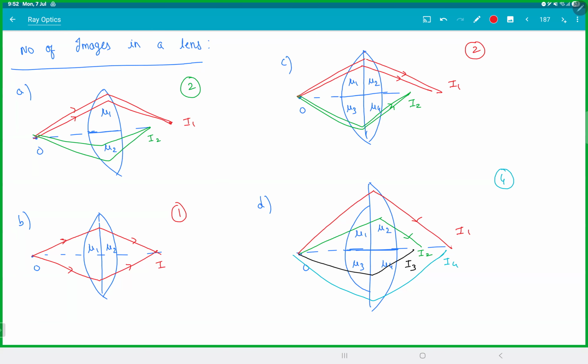In the third case, because they're of equal radius, there was no chance; every light ray that goes through mu1 has to go through mu2. But here, in the fourth case, I can have mu1, mu2, and I can have only mu2. Clear with this? So this is another type of thing. That's a bit about combination of lenses.